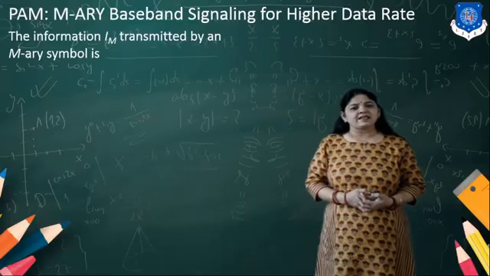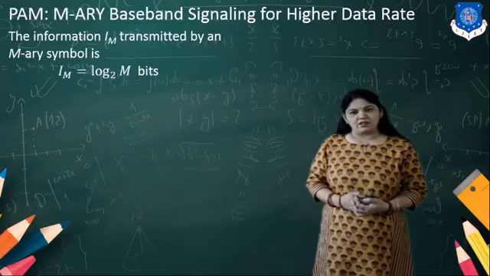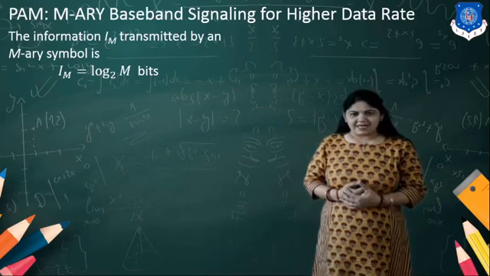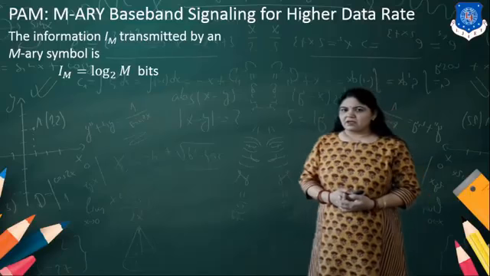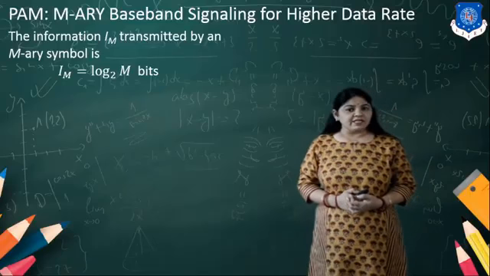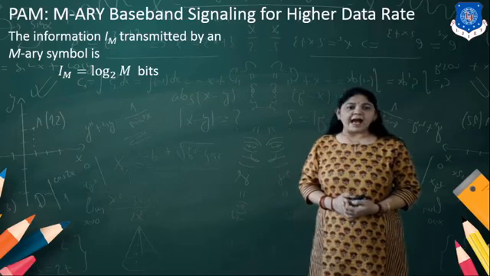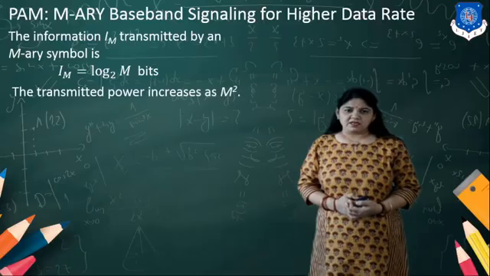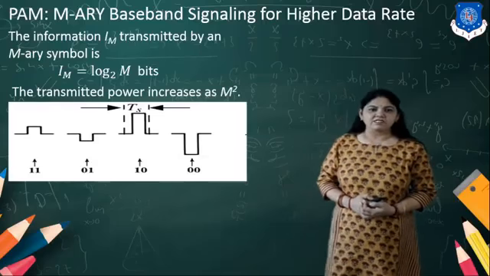Now the information I_M is transmitted by the M-array symbol. As we know, one bit is transmitted in the case of the various digital carrier systems. If we want to transmit the data at a higher rate, then we need to select the M-array symbols, and that is I_M equal to log M base 2 bits. So that is why the transmitted power increases as M squared.